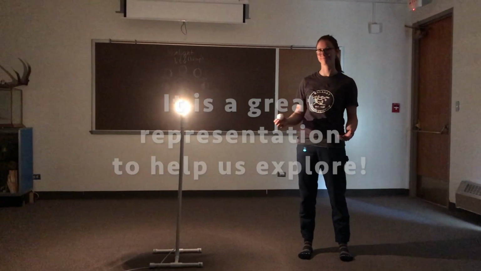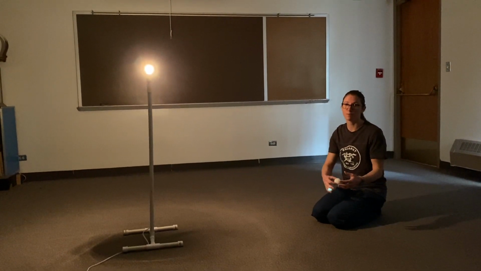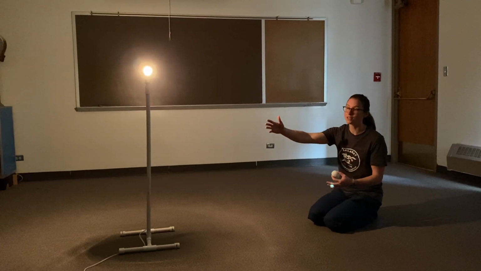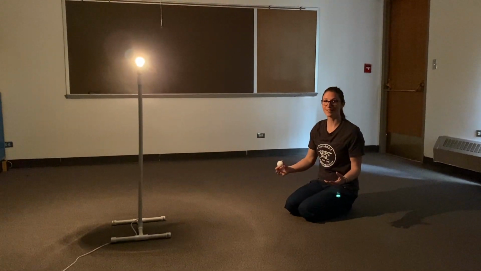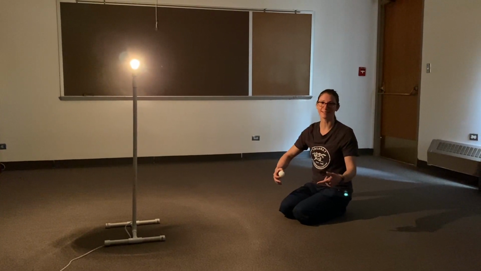Before we get started exploring, you need to make sure that you find a room that's completely dark. So make sure that there's no light getting through from any windows. The only light should be the light from your lamp. Now we're ready to start exploring, but first I'm going to show you a little bit about what that can look like.